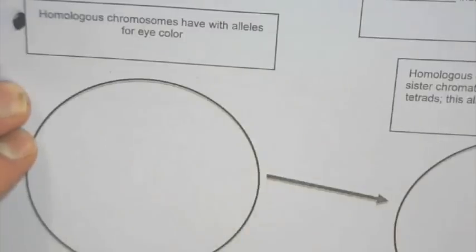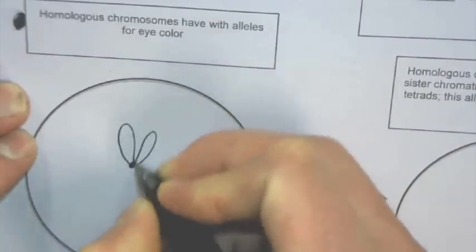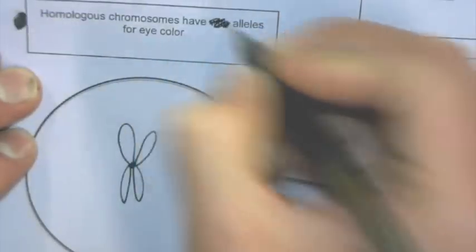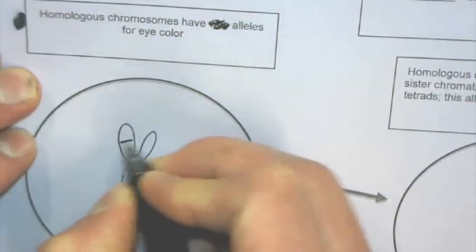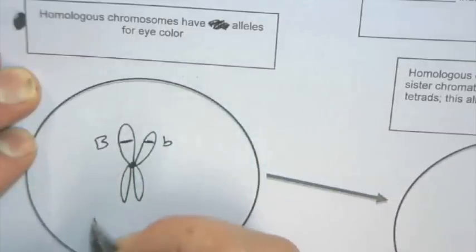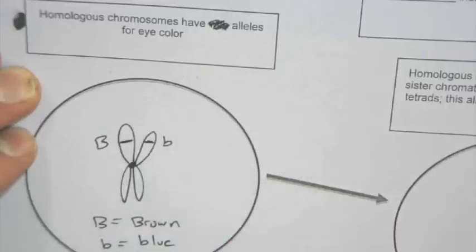And we're going to start with a homologous chromosome that has alleles for eye color. We're going to say that capital B equals the allele for brown eye color, and lowercase b equals the allele for blue eye color. Eye color is actually a little bit more complicated than this, but we're just going to simplify it to use as a good model to demonstrate and learn meiosis.